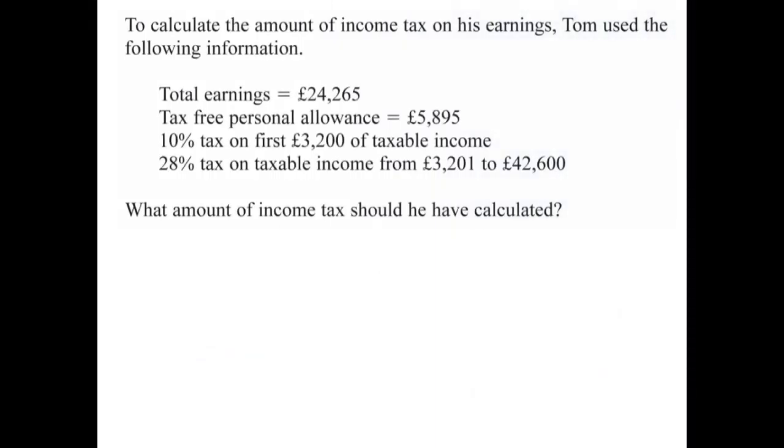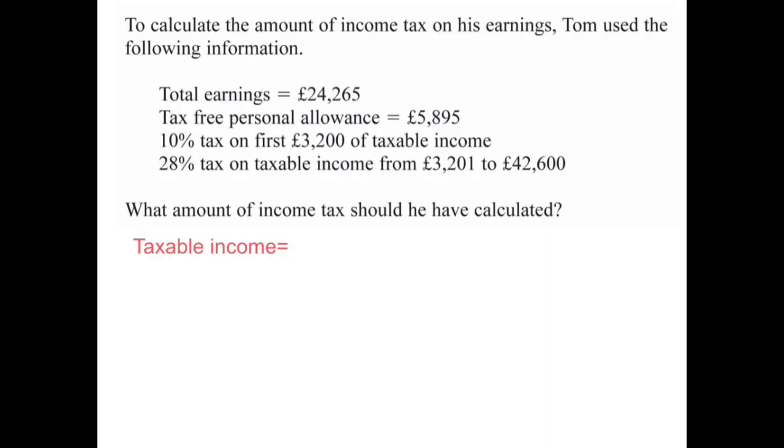So in this example, Tom gets £24,265 as his gross pay. And you'll see his tax-free personal allowance is £5,895. That means the first nearly £6,000 of his pay doesn't get taxed. Then, for the next £3,200 on top of that, he has to pay 10%. And for any other money on top of that, the higher rate of tax is 28%. So let's work out how that pans out.